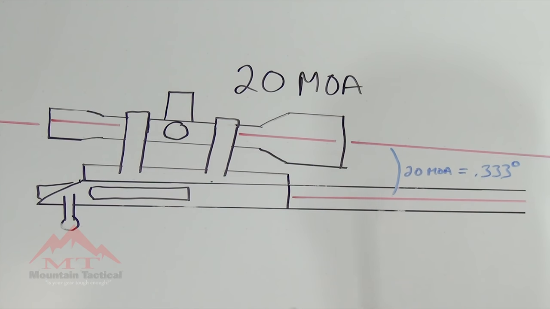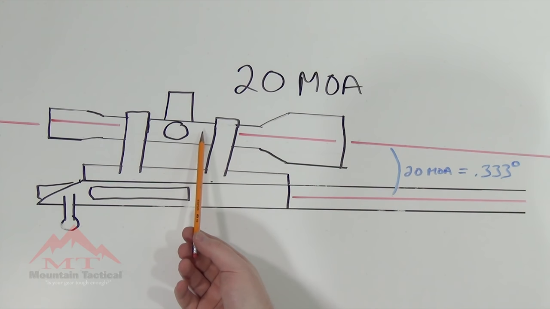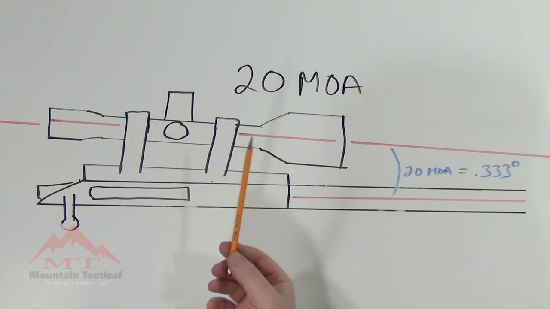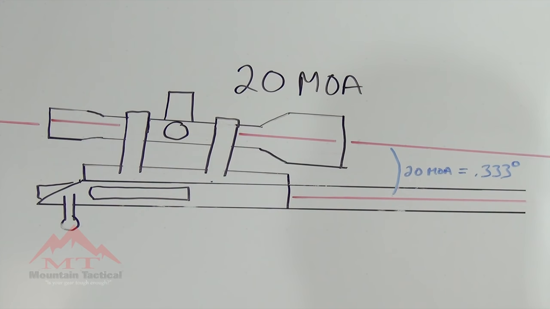As you can see here, whether you get a 0 or 20 MOA rail has nothing to do with your rifle. Your rifle's static. What it has to do with is your optic. So let's dive into what's happening inside your optic as we're manipulating this bore sight relationship.